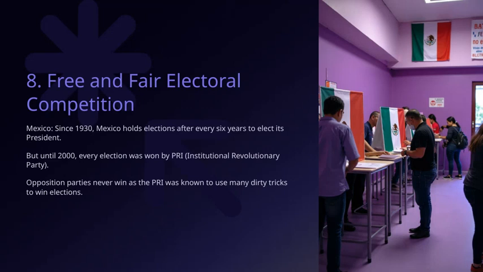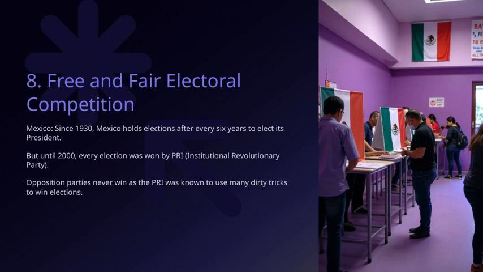All right, let's take a closer look at Mexico's electoral history. Since 1930, Mexico has held presidential elections every 6 years, establishing a regular cycle of political change. However, for many decades, the landscape was dominated by the PRI, or Institutional Revolutionary Party, which practically always won these elections. In fact, until the year 2000, every single presidential election resulted in a PRI victory.